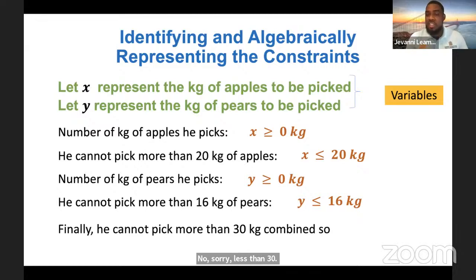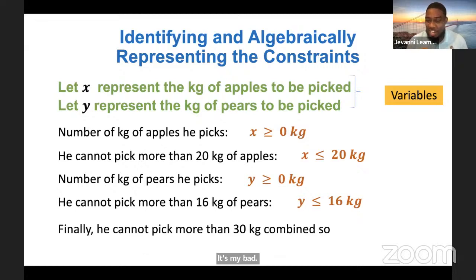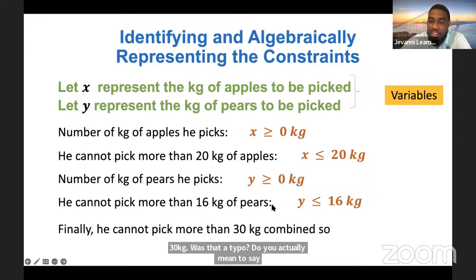So why are you using the less than sign? Williams, you can go ahead. Is that Tolit? I'm poor on pronunciations, my bad. Josiah, you can put on your hand. Williams. Should we get that person to open their mic, or why do they have less than 30 kilograms? Was that a typo? Do you actually mean to say something else? All right, I guess I'm not getting anything from that individual.